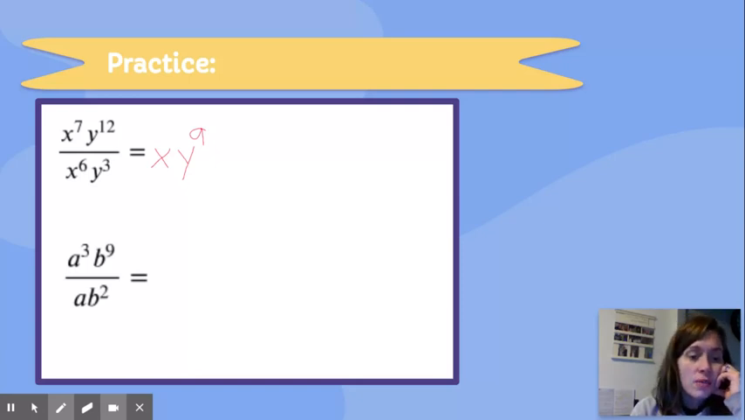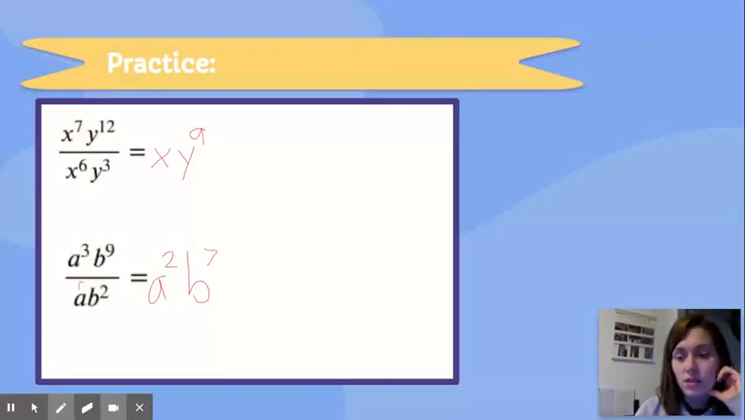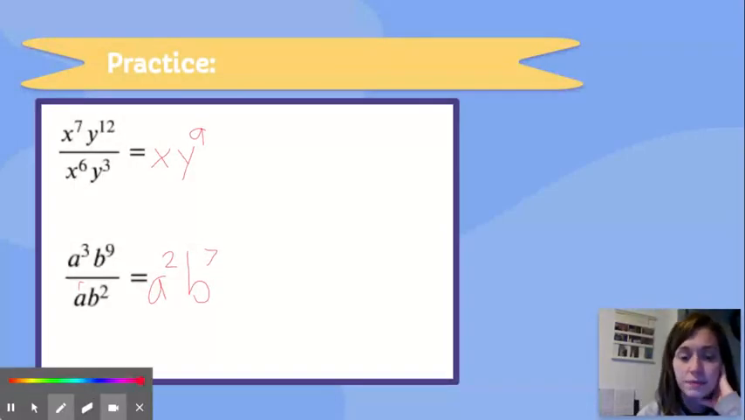All right, so next we have a to the 3rd, b to the 9th divided by a b squared. So we'll start with the a's. We'll subtract the exponents. So if this is a to the 3rd divided by a to the 1, 3 minus 1 is going to give us 2. So now we have a squared. And then we move on to the b's. B to the 9th divided by b squared. So 9 minus 2 is 7. So now we have a squared b to the 7th as our answer.